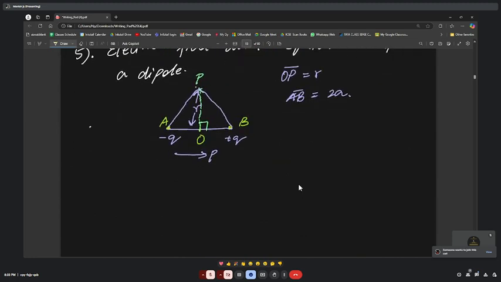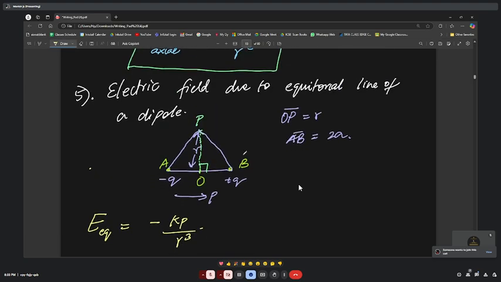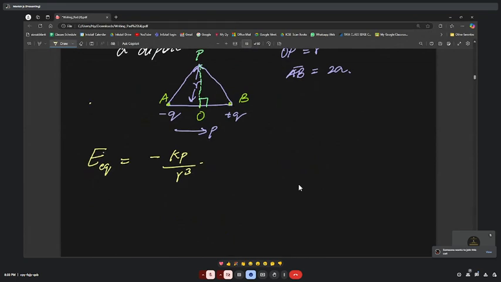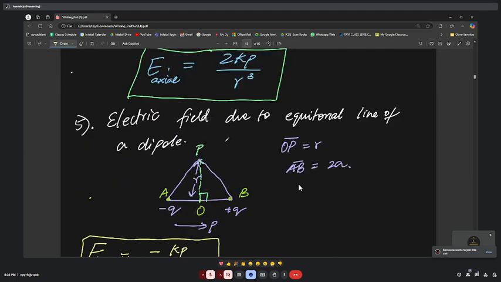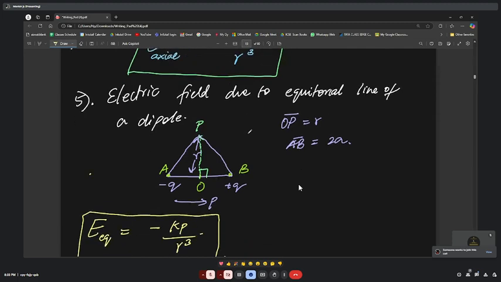Now the electric field at this point P due to the dipole AB, which is located at a distance r on the equatorial line, is given by E equatorial is equal to, this time, minus kp upon r cubed. This is the formula for the electric field due to the equatorial line of a dipole. For the axial line it was 2kp by r cubed. Here it is minus kp upon r cubed, where p is as usual the dipole moment. So this is the fifth concept that we have seen.